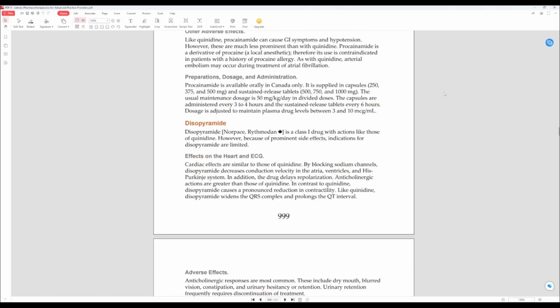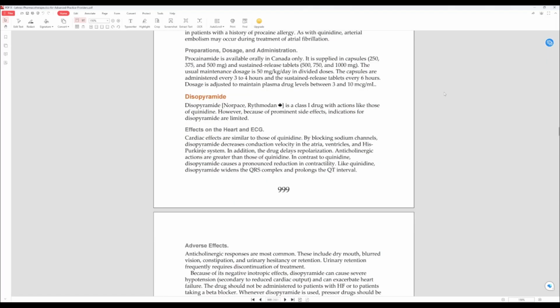Disopyramide, also known as Norpace, is a class 1 drug with actions like those of quinidine. However, because of its prominent side effects, indications for disopyramide are limited.